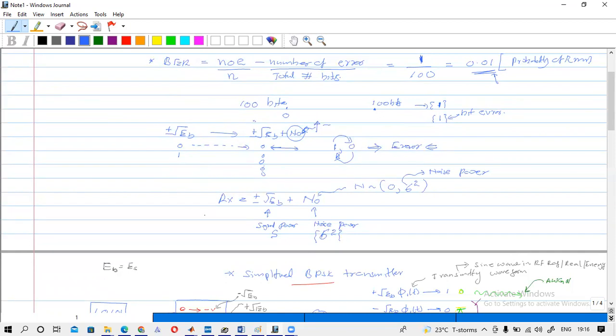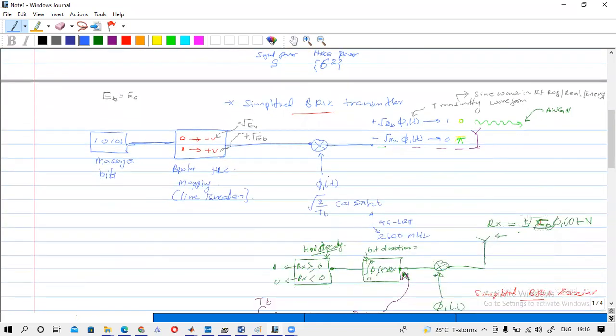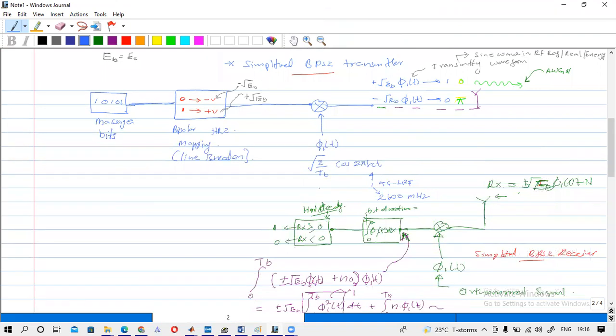This will be our noise power. Keep this in mind, and we will start the simulation. In the simulation, I will explain what we are going to do again. The most important thing is this.